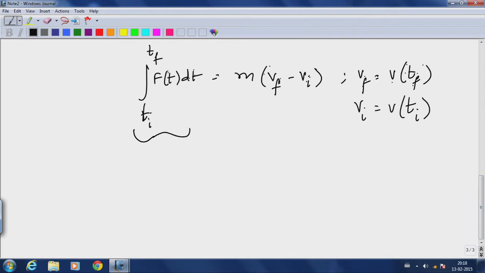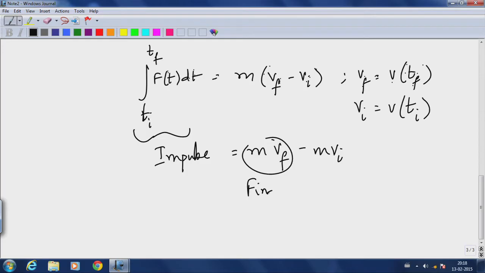This left hand side here has a name. This is what is called impulse. The integral of a force which is time varying over a certain span of time is called impulse. So, impulse causes a change in momentum. So, the final momentum is m times vf, the initial momentum is m times vi.